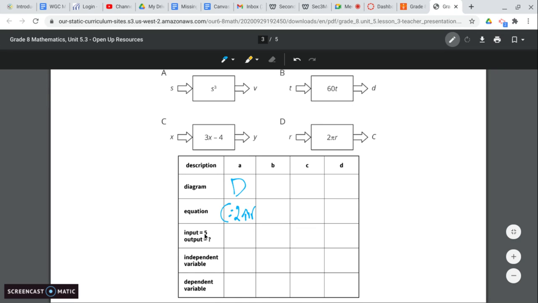And then if we put in 5 for this, 5 times 2 is 10 pi. Now you could also multiply the 10 and the pi together. That would be fine as well, but you can leave it in terms of pi.